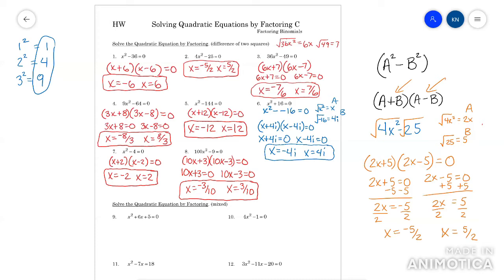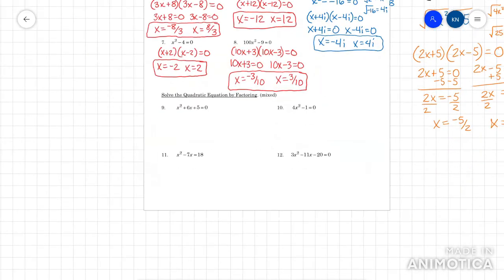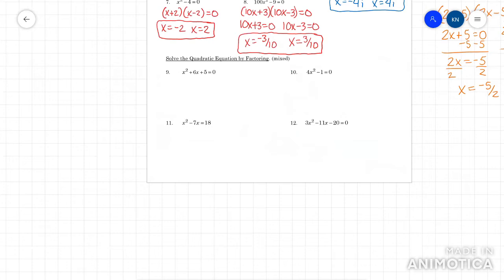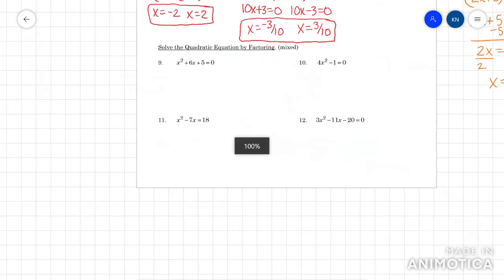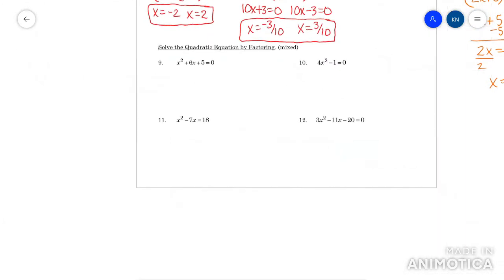Now it looks like they want us to do some mixed factoring. So they kind of threw in some trinomials as well. So here we go. If it equals 0, you can go ahead and factor trinomials like normal. Hopefully you watched that other video that I posted showing you how to do this, but basically rainbow 1 times the 5. This is what they have to multiply to. They have to add up to the middle number 6. So it's just 1 and 5.